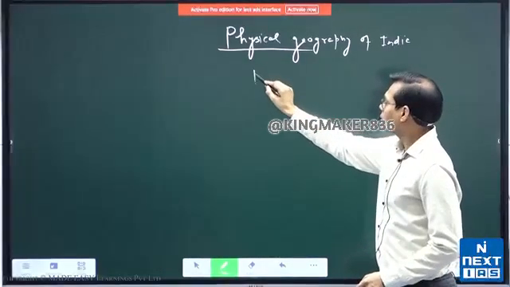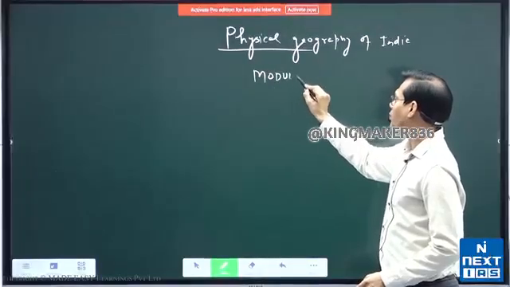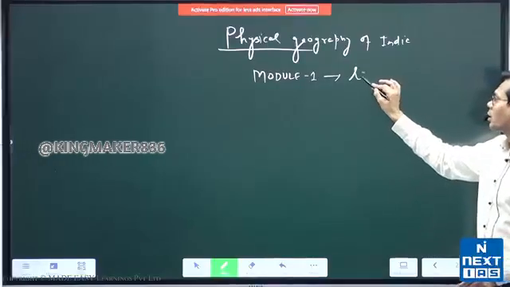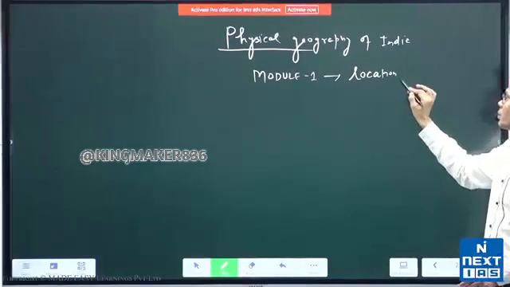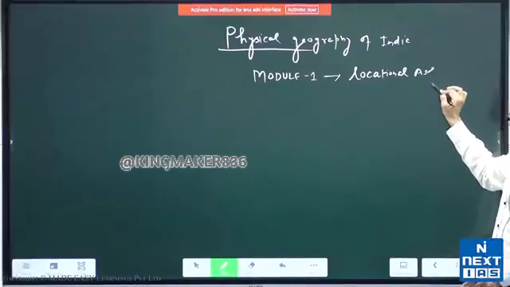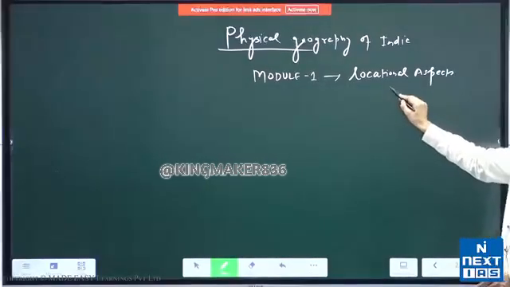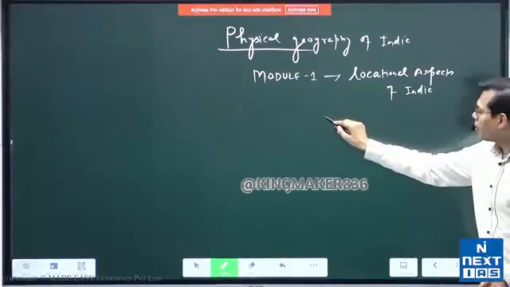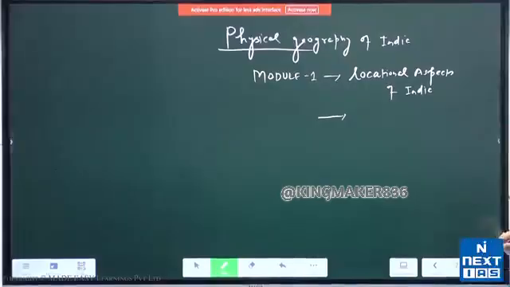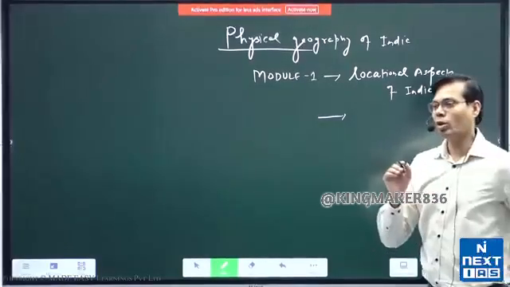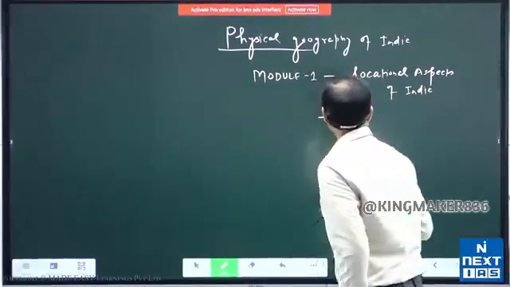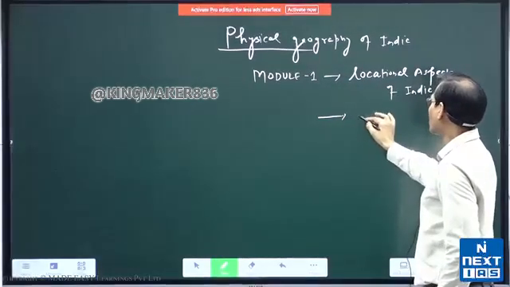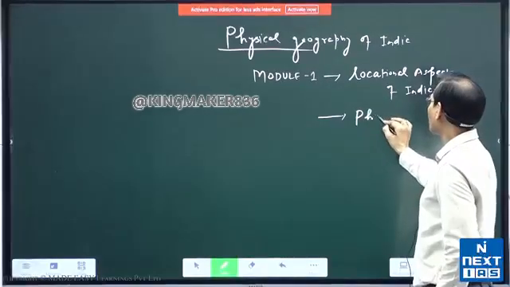And the first topic will be module 1, the basics of Indian geography, that we call location of India, or locational aspects of India. The map work, Indian map, especially today the political map, and further the physical map in module 1 that we call physiographic aspects of India.